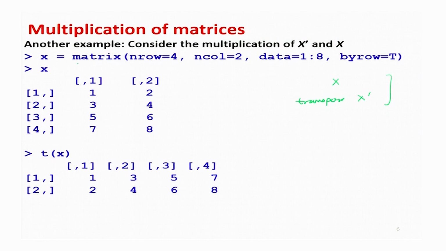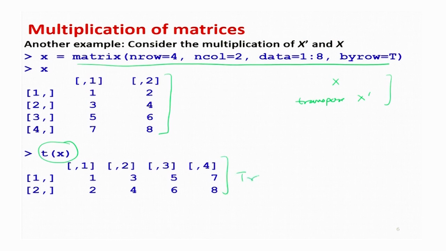So, I consider here a matrix of order 4 by 2 in which the data values are from 1 to 8 and they are arranged by rows, the same matrix that we have considered earlier. And you know that in case you want to find the transpose of this matrix, we have the command T, and inside the parenthesis you have to write the name of the matrix. So, this is the transpose of matrix X.